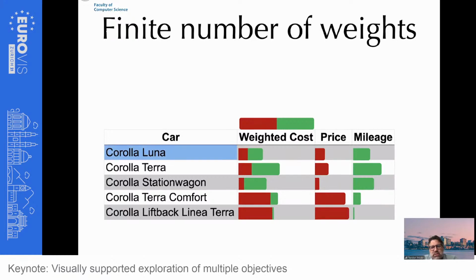And in this particular weighting, the Corolla Luna seems to be the best option for you. However, of course, if you change those weights, you put a higher weight on the price and less of a weight to mileage, then this objective or this weighting changes the best possible car that you can pick. So in this case, it would be the Corolla station wagon.